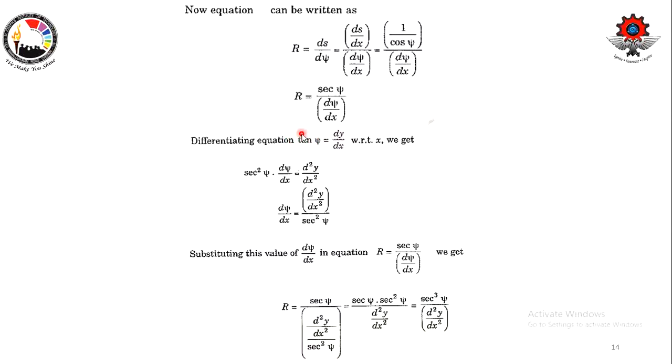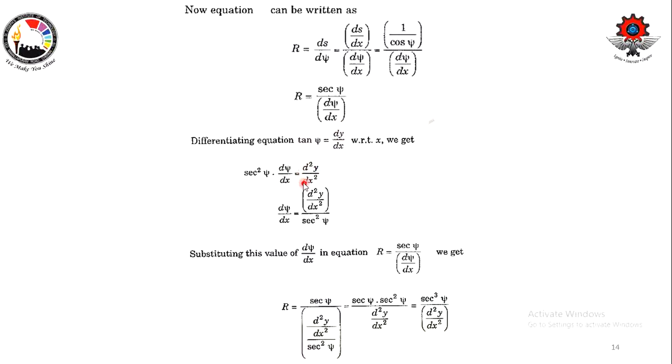We have already got tan psi is equal to dy by dx. Now we differentiate it on both sides. Differentiating tan psi gives secant square psi, and differentiating psi gives d psi by dx. Everything we are doing is with respect to x, right? So differentiating tan psi, tan changes into secant square psi.